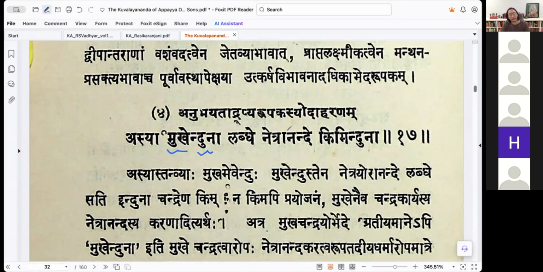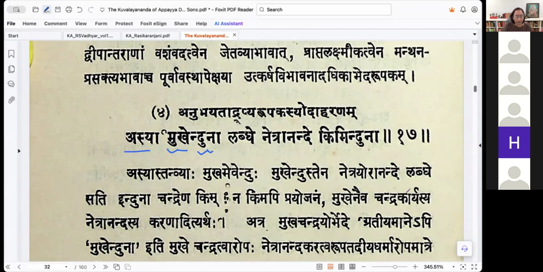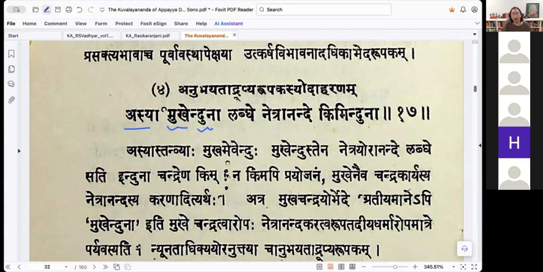Okay? Yeah. Okay. So the next variety is Tadrupyam, and Tadrupya is also divided into 3, Anubhaya, Nyuna and Adhika. The first example given for that is Asya Mukhenduna Labdhe Netranande Kim Induna. Asyaha Mukha Induna Netranande Labdhe Sati. Asyaha Tanvyaha Mukha Induna. Mukhameva Induhu Mukhenduhu. The moon face. So the face which is the moon here.